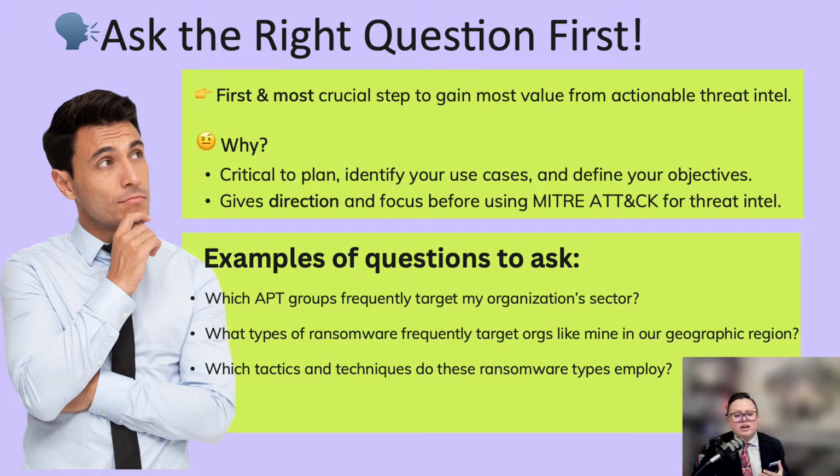And here are some examples of questions you can ask. Which APT groups frequently target my organization sector? What types of ransomware frequently target organizations like mine in our geographic region? Which tactics and techniques do these ransomware types employ? So these are some examples of one question that focus on something that you can hone in and narrow your focus on and start getting down on the table and figuring out how to get your answers.